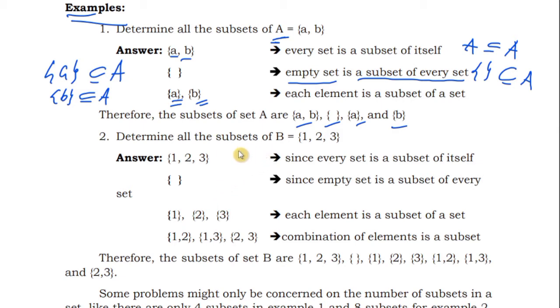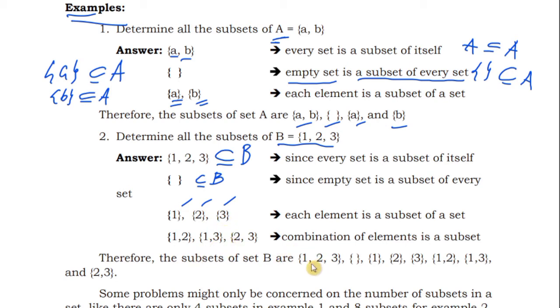Another one is determine all the subsets of B. The first is the empty set, which is a subset of set B. These elements, set 1, set 2, set 3, are also subsets of set B. And we have set 1, 2, set 1, 3, set 2, 3. The combinations of the elements by 2 are also subsets of set B.